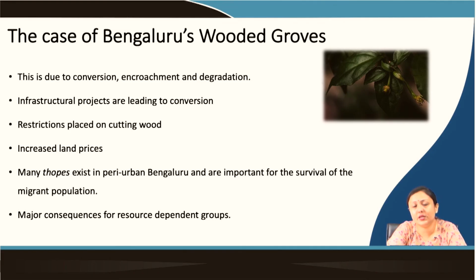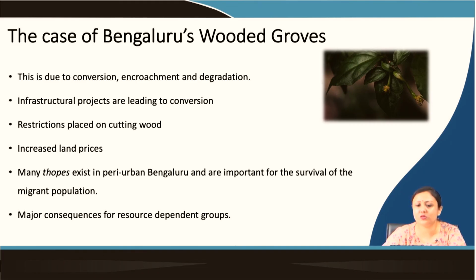We can also see today that many Gundithopes exist in peri-urban Bangalore, and they are very important for this migrant population, for their food, their fuel wood, fodder gathering, as well as a variety of other ecosystem functions that these commons still provide. The thopes are no longer available for grazing because there have been several restrictions imposed on these thopes due to the current urban planning system.